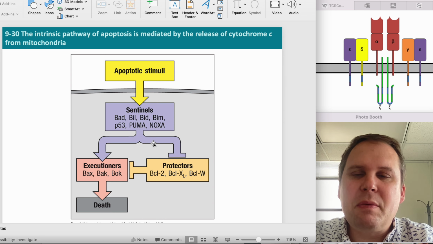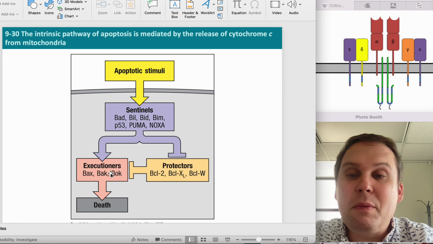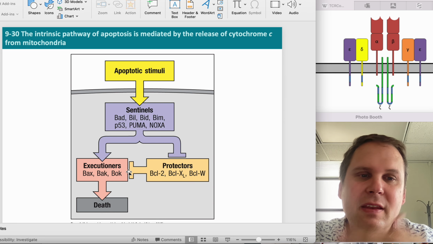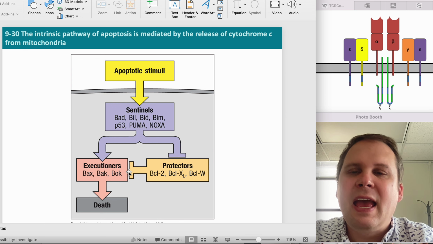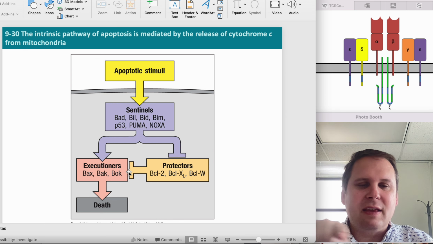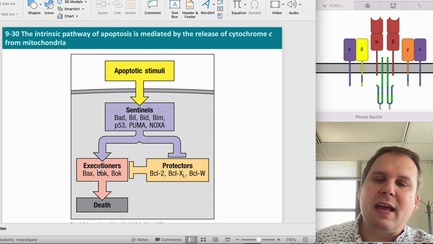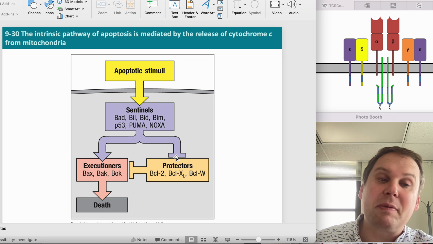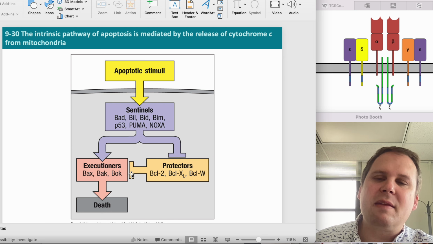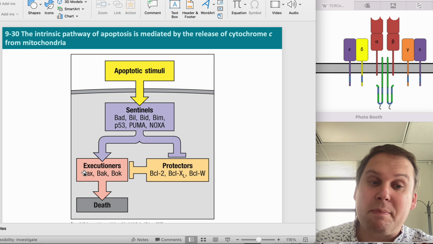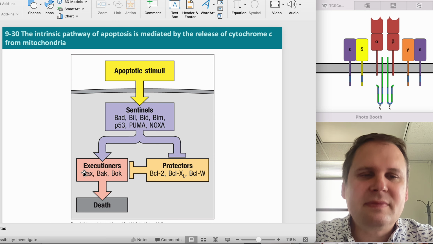Now, they would inhibit the protectors. So these are like the BCL proteins, BCL2, BCL-XL, and BCL-W. They would inhibit the executioners, which are actually going to go in and kill the cell. And so you have a way, it's like a little circuit that can be turned on or turned off. So if you make the right sentinels, they'll activate the executioners that will then cause cell death. Make the other sentinels, they'll activate the protectors or they'll stop inhibiting the protectors, which will then be able to inhibit the executioners, which will stop the cell from dying. That's the idea.